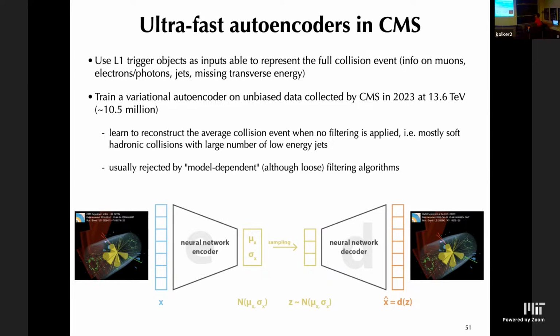So this average collision event typically looks like soft hadronic collisions with a large number of low energy jets. So that's what we try to reconstruct. And this type of background, let's say, is usually rejected by the model-dependent filtering algorithms. But now we want to still filter out this background by using the anomaly detector.